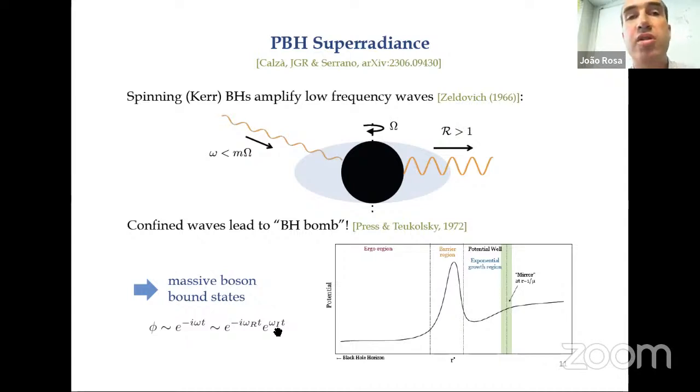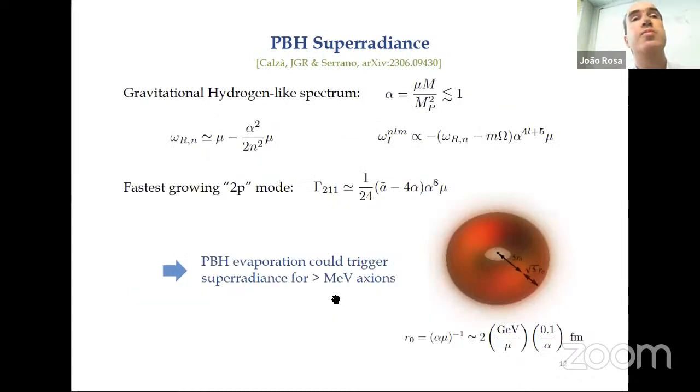This means essentially that the occupation numbers of these bound states are growing exponentially. And if you can compute these frequencies for these bound states in this potential well, because it's a 1 over R potential, it's not surprising that the spectrum has a hydrogen-like form. So sometimes they're called gravitational atoms. So here's the expression of the real part of the frequency: the mass of your field, I'm calling mu.